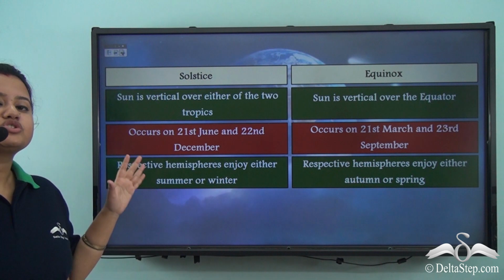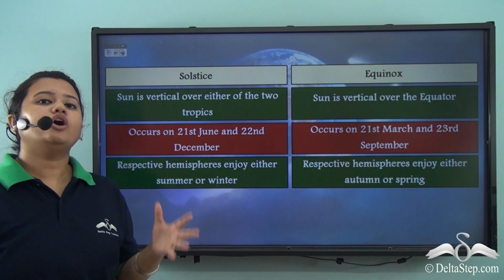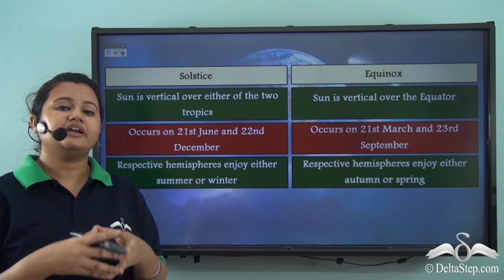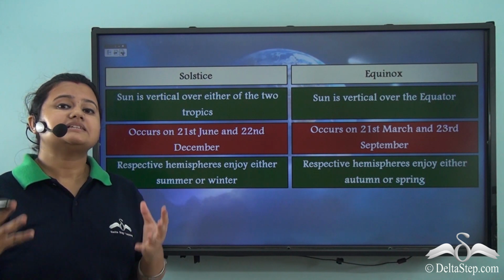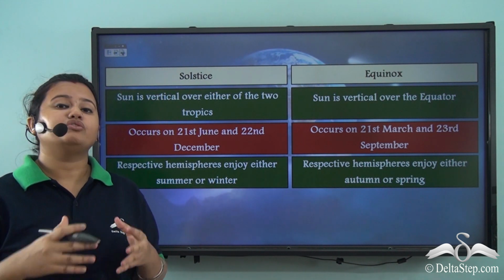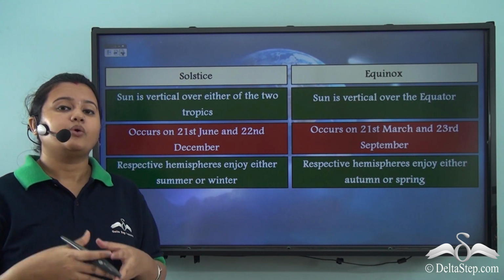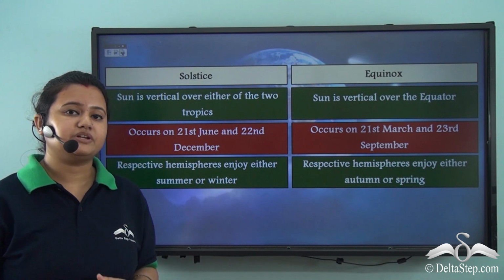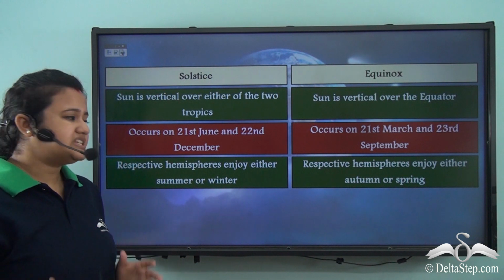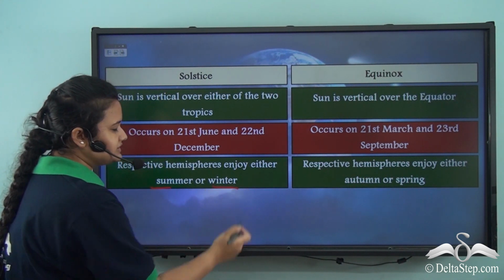Now, we know solstices are of two types, that is summer solstice or winter solstice. On summer solstice, northern hemisphere experiences summer, whereas southern hemisphere experiences winter. Whereas on winter solstice, the northern hemisphere experiences winter, whereas southern hemisphere experiences summer. So, on solstice, the respective hemispheres enjoy either summer or winter season.